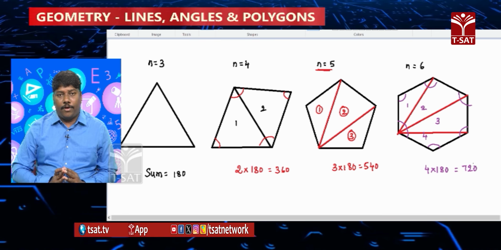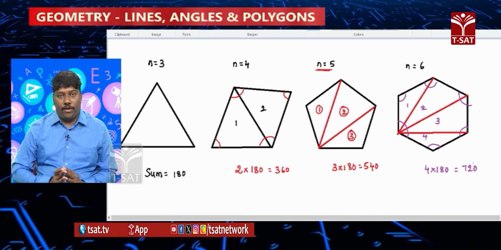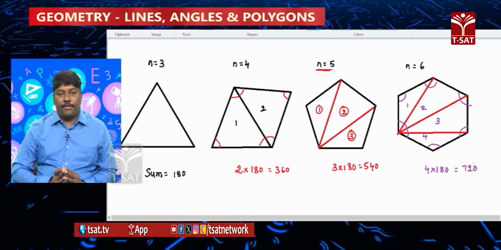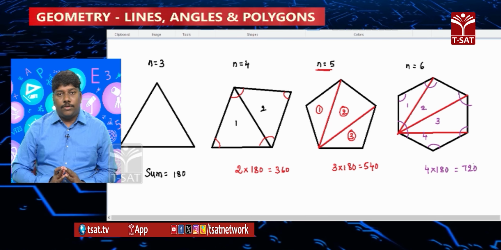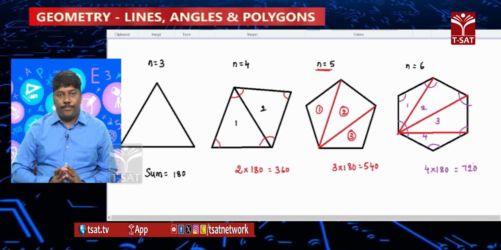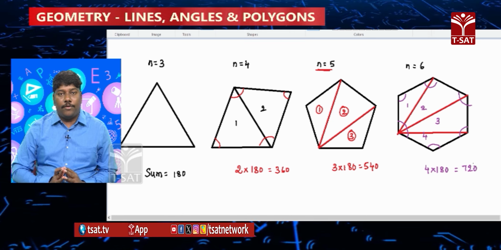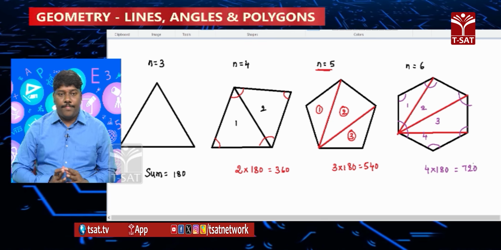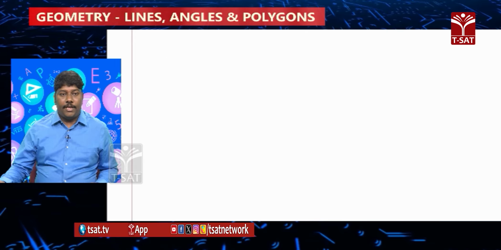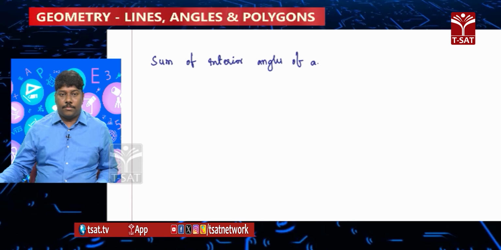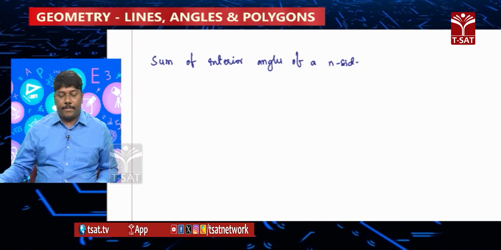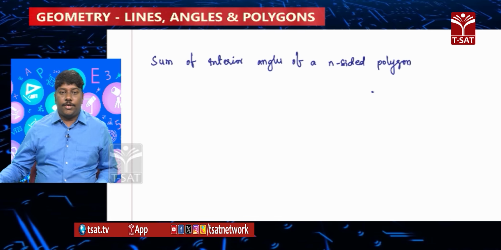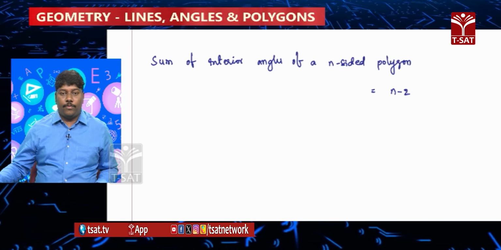In the same manner, for a 10-sided figure, a decagon, you can divide the decagon into 8 non-overlapping triangles. Every time it decreases by 2 in number. So for an n-sided polygon, the number of non-overlapping triangles that you can draw in that polygon is n minus 2. Therefore, the sum of interior angles of an n-sided polygon is equal to (n minus 2) into 180.